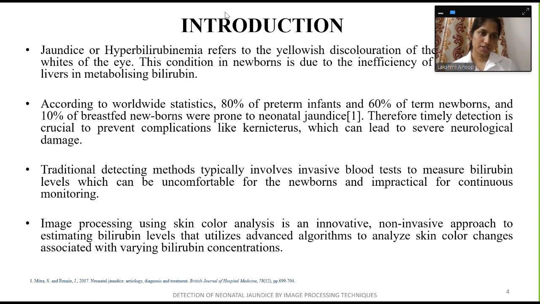Next is a basic introduction about jaundice or hyperbilirubinemia. Jaundice or hyperbilirubinemia refers to the yellowish discoloration which mainly occurs to the baby's skin or in the whites of the eye. This condition in newborns is mainly due to the inefficiency or the immaturity of their liver. According to worldwide statistics, 80% of preterm infants, 60% of term newborns, and also 10% of breastfed newborns are prone to neonatal jaundice.